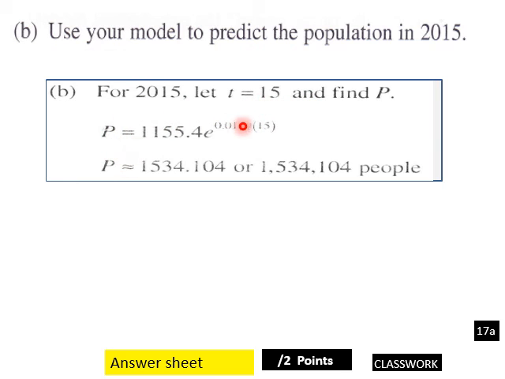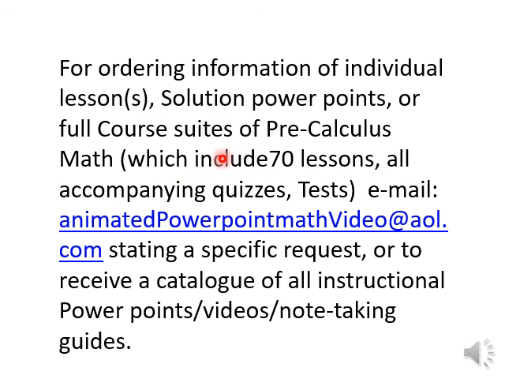So we have p here. We plug in 15 for t, and when we crank that out, we have p equals 1534.104, or 1,534,104 people in this city, I believe is what it was. So that's how you use a population model that you derive from 2 data points.